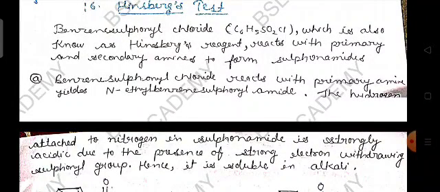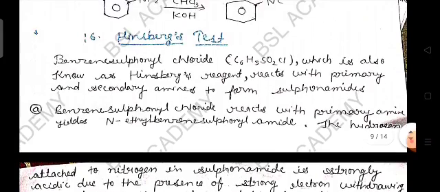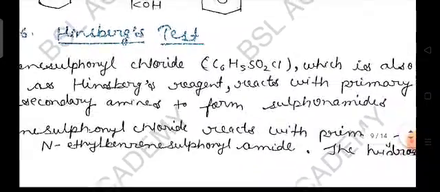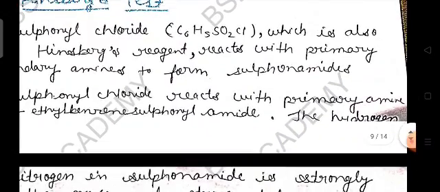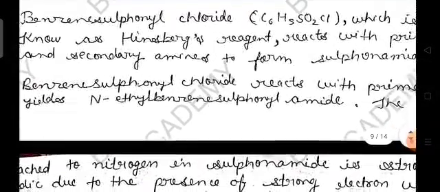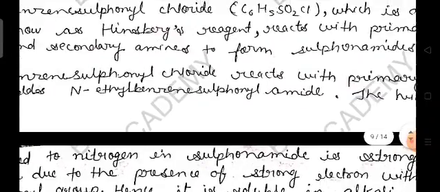Now next, Hinsberg's test. So this is a very important test. Benzene sulfonyl chloride, C6H5SO2Cl, is also known as Hinsberg's reagent. So learn carefully the formula of Hinsberg's reagent, C6H5SO2Cl. This is beneficial for you. It reacts with primary and secondary, not tertiary amines, only primary and secondary amines to form sulfonamides.